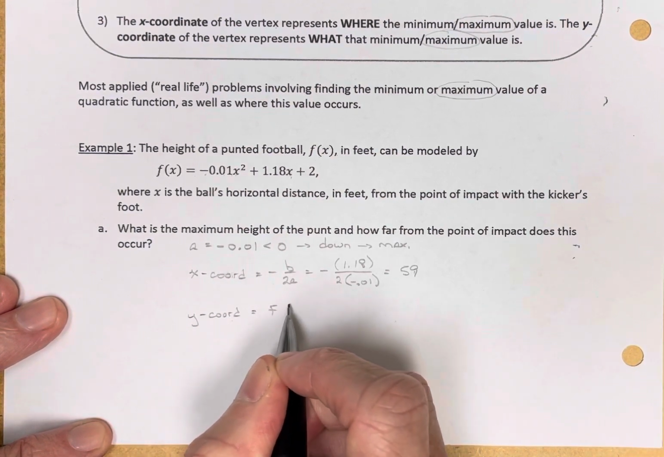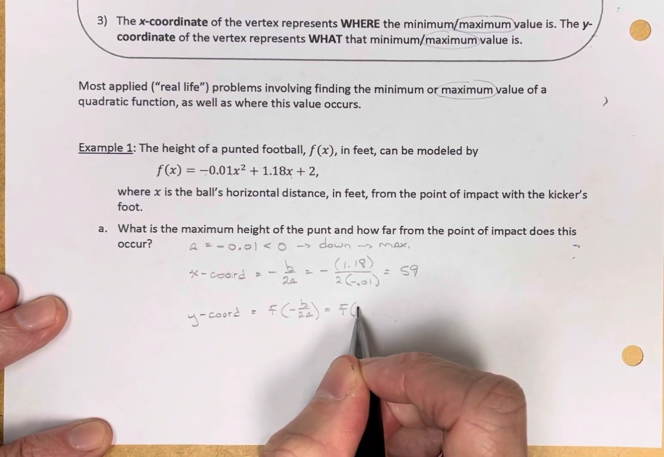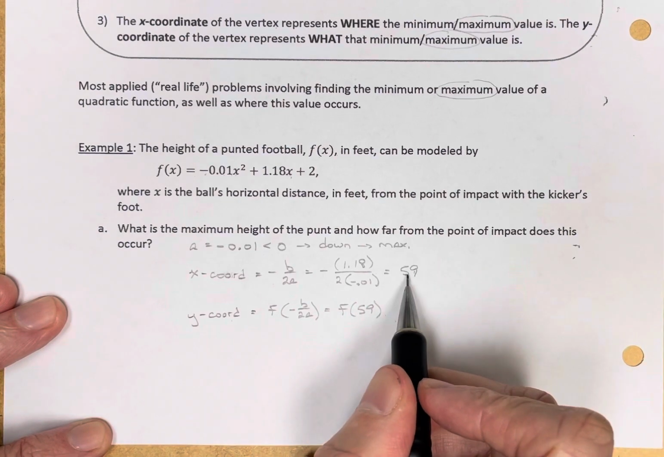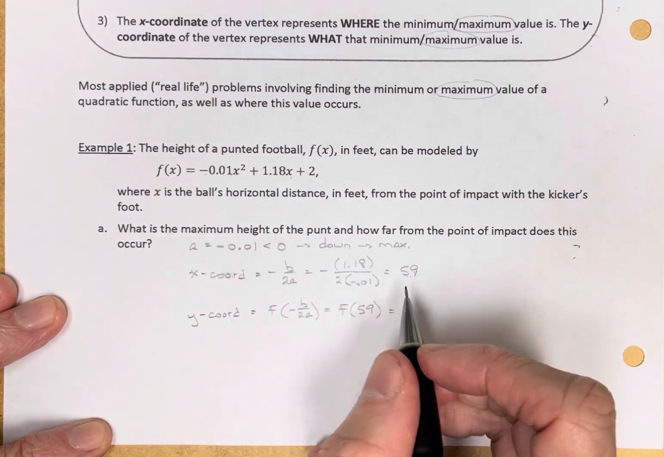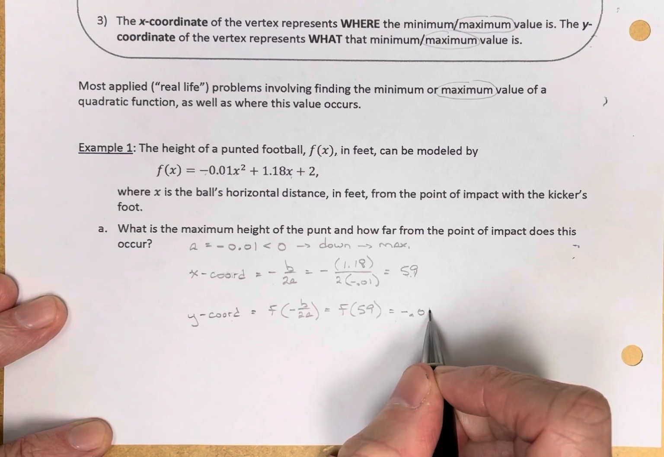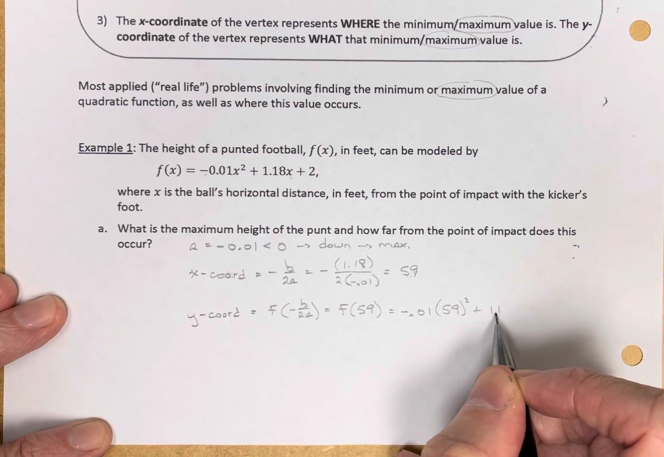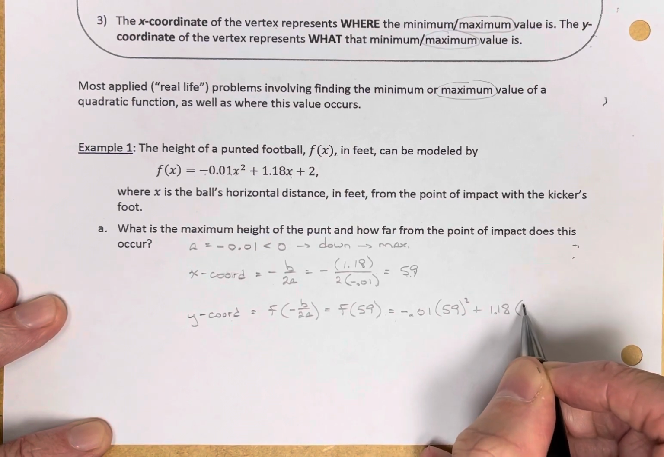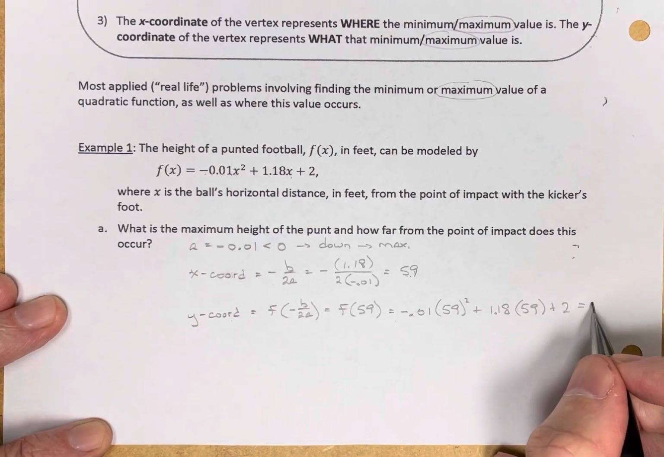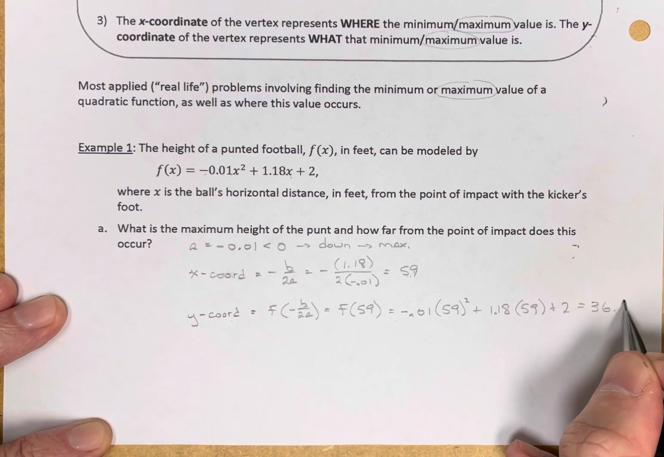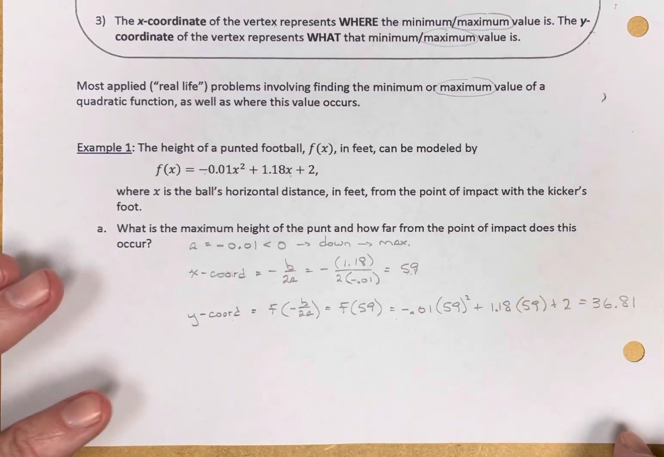Okay, that is f of negative b over 2a, which is the same as f of 59. Because negative b over 2a is 59, we've got to put 59 into our function. So negative 0.01 times 59 squared plus 1.18 times 59 plus 2. That goes into a calculator, and I came up with 36.81, rounded to the hundredth. Feet. All right, so what do we know?